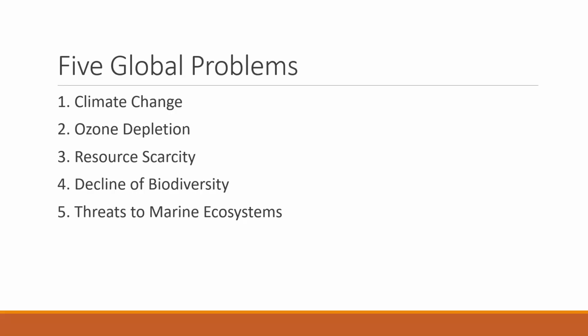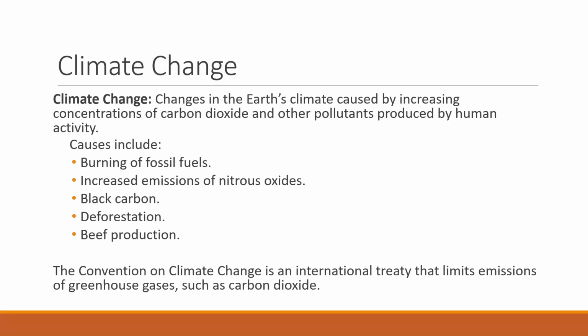We have 5 global problems that are indicated: climate change, ozone depletion, resource scarcity, biodiversity, and threats to marine ecosystems. So we'll look at each one of these individually. Okay, first, climate change.